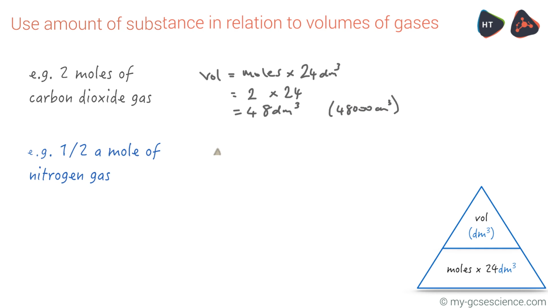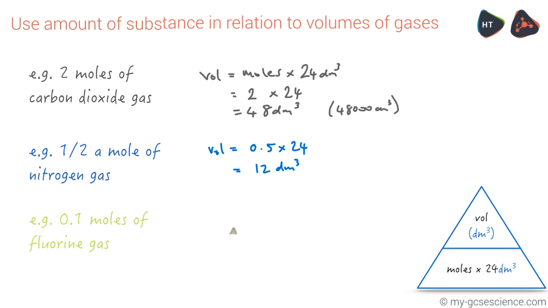To calculate the volume of half a mole of nitrogen gas, well, all we need to know is how many moles we have. So the volume equals the number of moles, which is 0.5 for a half, times by 24. That gives us 12 dm cubed.